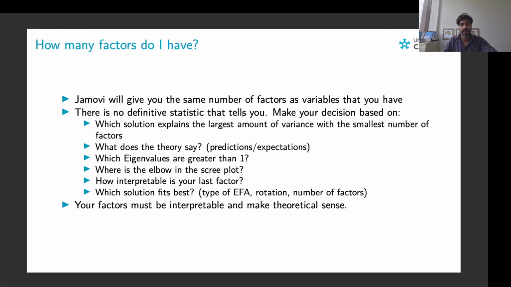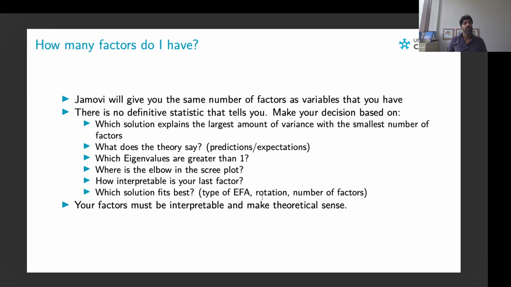Now there's no definitive statistic that tells you how many factors to choose, which is why there's such a focus on justification when it comes to statistics. You say, here's the theory, here's what the statistics show, and here's my justification for why I think it is the way I think. So how do you make your decision? Which solution explains the largest amount of variance with the smallest number of factors?